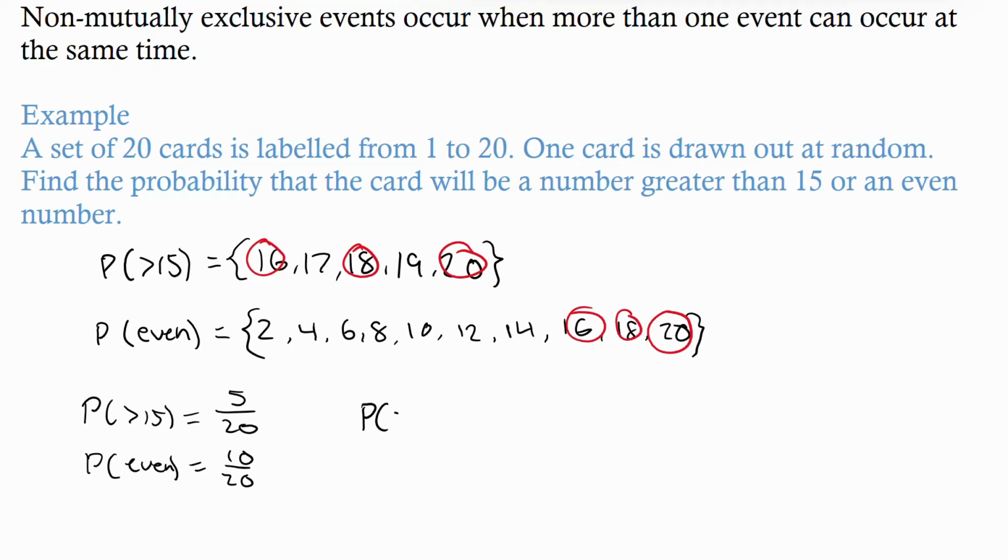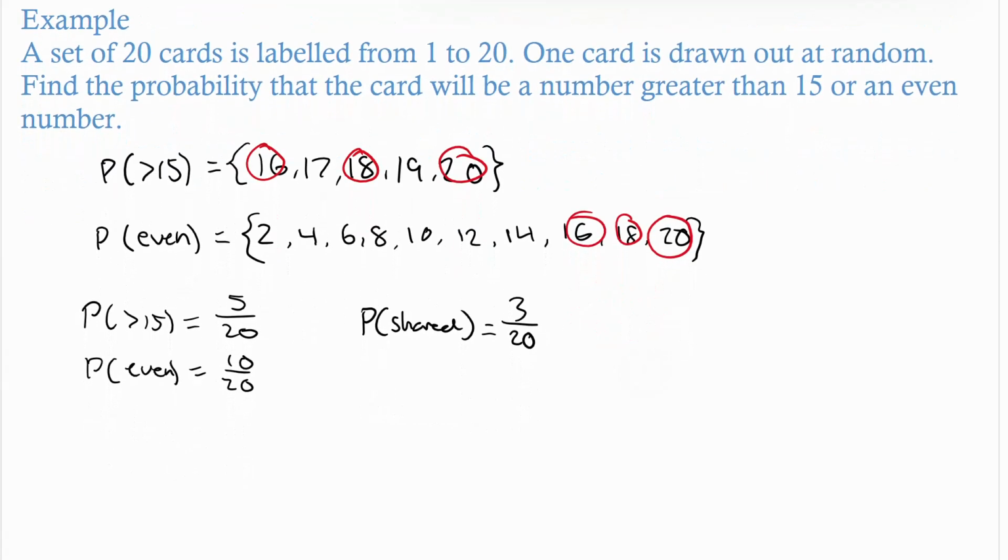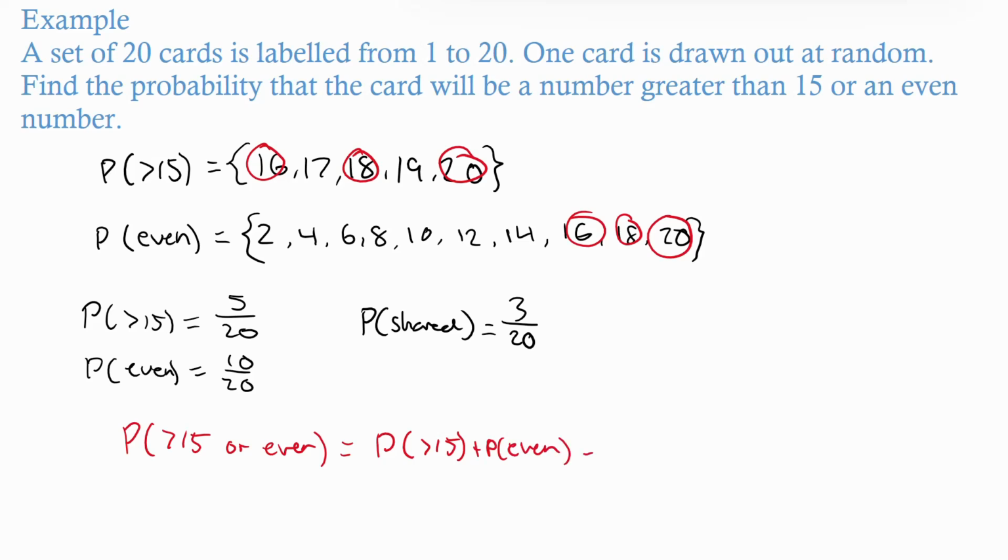So the probability of our shared is 3 over 20 because there's 3 shared numbers. So this is where the addition rule comes in. The addition rule for this example would be that the probability that it is greater than 15 or even is going to equal the probability of greater than 15 plus the probability of it being even minus the probability of the shared outcomes.